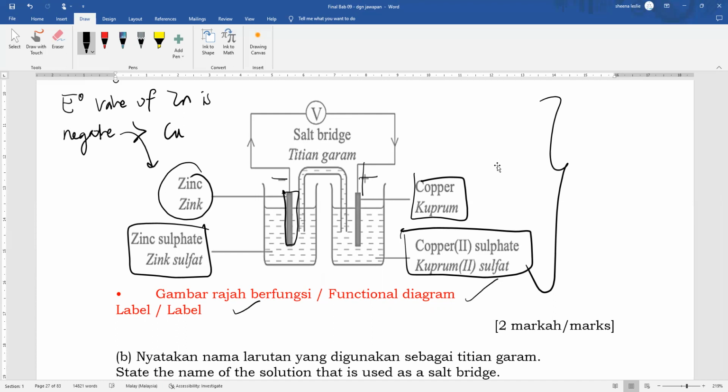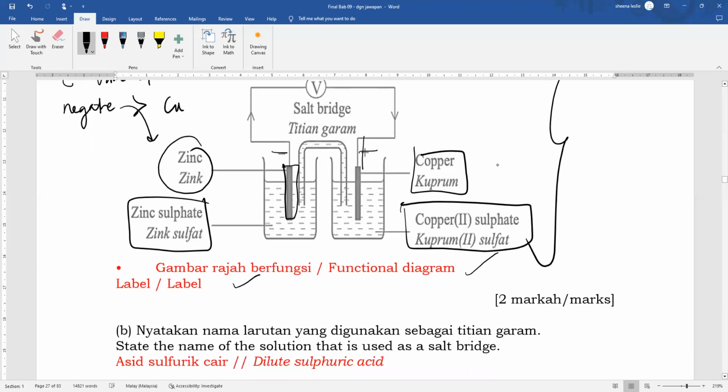Okay, what is the solution that the teacher is using for the salt bridge here? Zinc sulfate. Dilute sulfuric acid. Sorry, it is dilute sulfuric acid. That's correct.